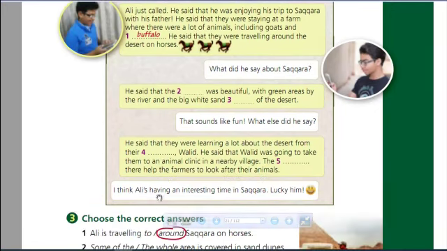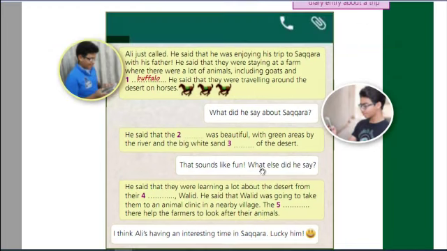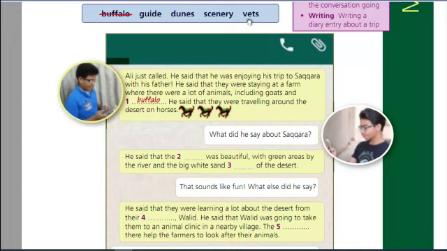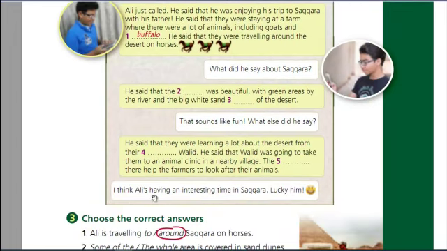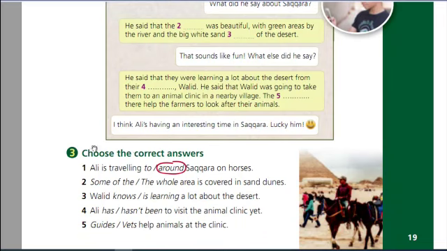There they help the farmers to look after their animals. So finally the answer will be the vets. I think Ali is having an interesting time in Saqqara. Lucky him. Now choose the correct answer. Ali is traveling around Saqqara on horses.